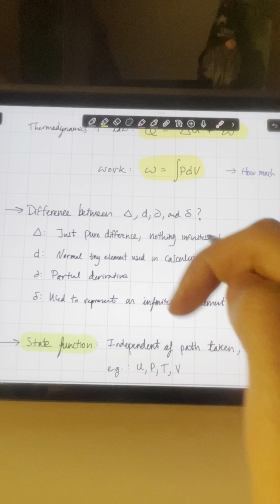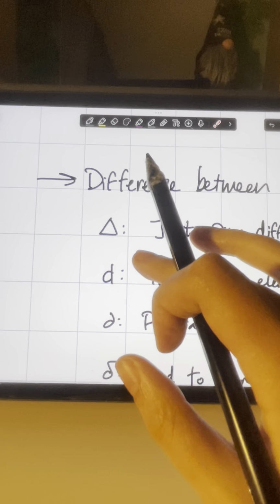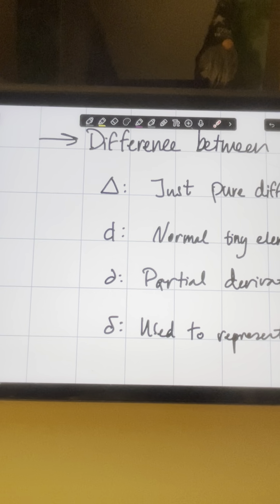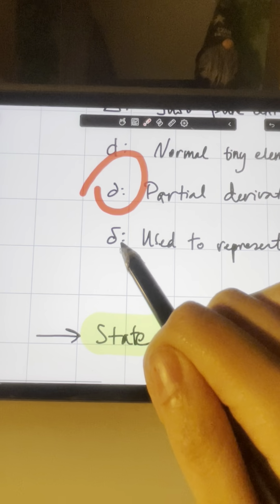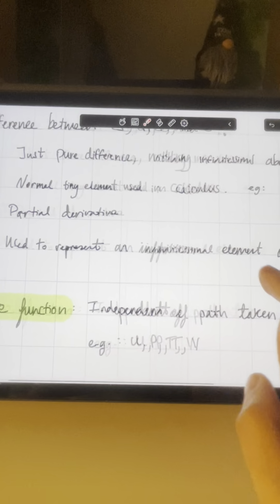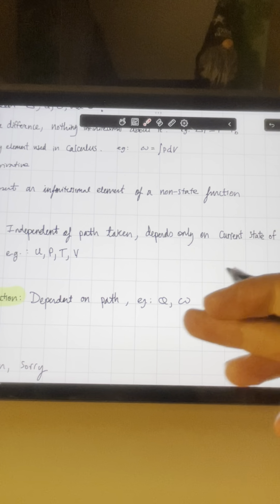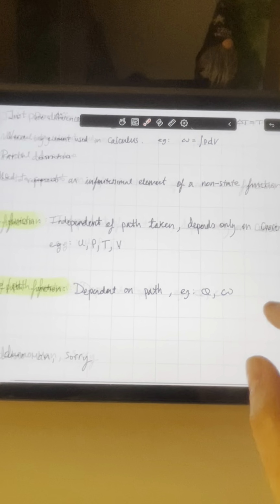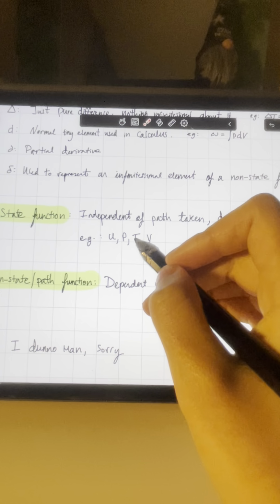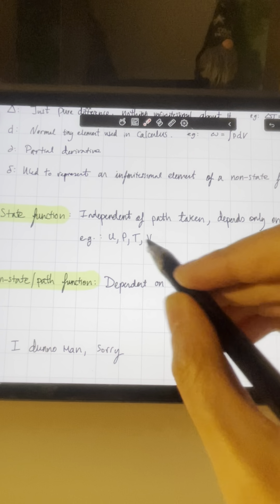What is the difference between all of these d's and deltas? This delta is just pure difference, nothing infinitesimal about it. This d is an infinitesimal element, a tiny little dA, dx, dy, whatever you want. This is a partial derivative. The lowercase delta is used to represent an infinitesimal element of a non-state function. A state function is independent of the path taken and depends only on the current state of the system, while a path or non-state function depends on the path. A state function is like the internal energy, the pressure, the temperature, or the volume, and a path function is like the heat or the work.